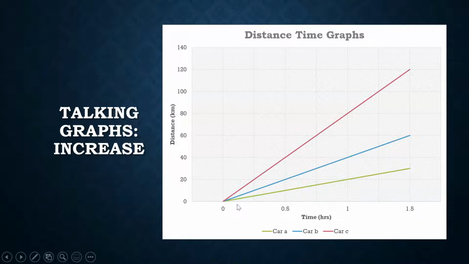Car A travelled at a steady speed but covered less distance in the same time as car C. They all travelled the same time, 1.5 hours, but car C travelled 120 kilometres, whereas car A only travelled about 30 kilometres. So they travelled at steady speed, but obviously car C travelled at a faster speed because it went a further distance.